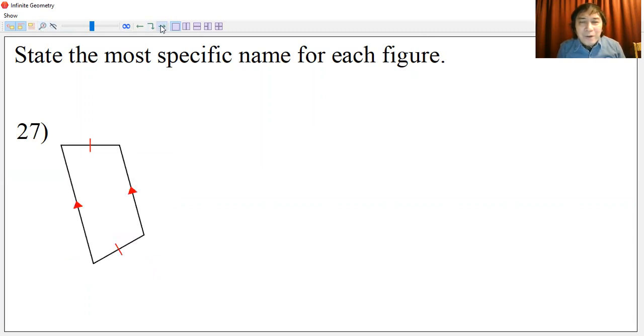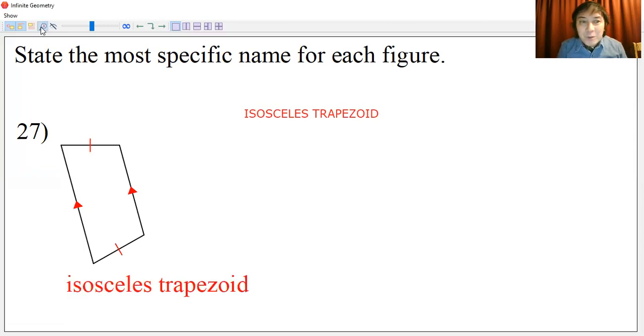The 27th figure. Okay, how about this figure? We have one opposite pair of sides parallel, and the other opposite pair of sides equal in measure. Okay, this one is a special trapezoid. It's the isosceles trapezoid because the other pair is congruent. So you call this the isosceles trapezoid. Is it? Let's check and verify from the computer. Yes, it's isosceles trapezoid. All right.